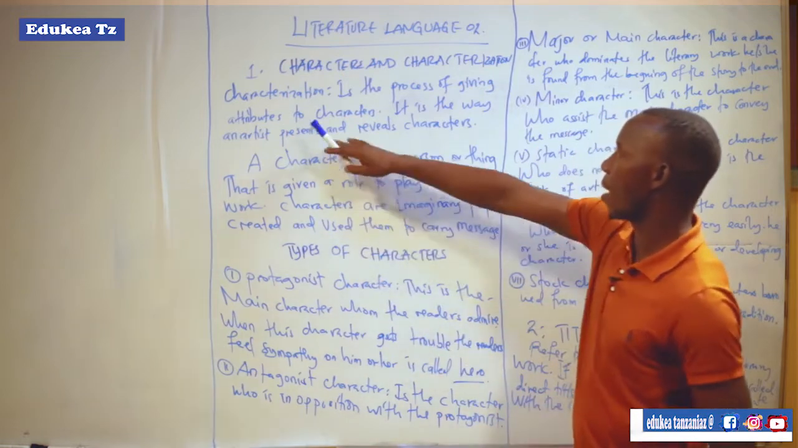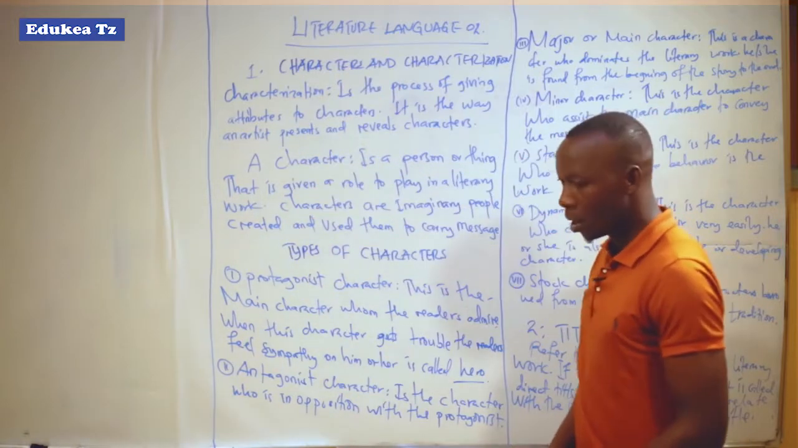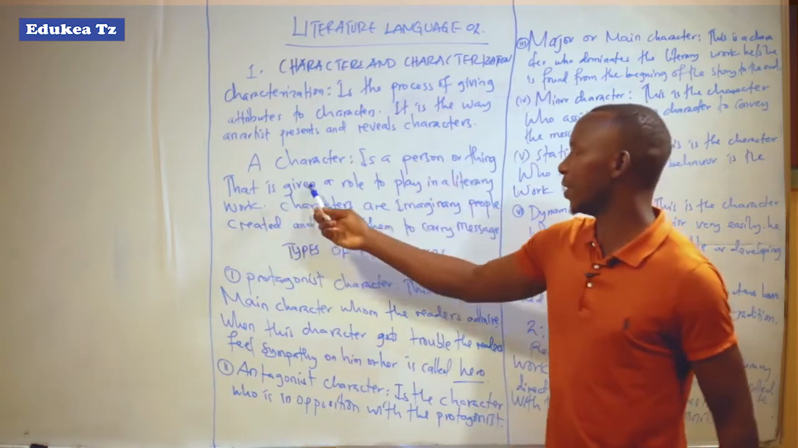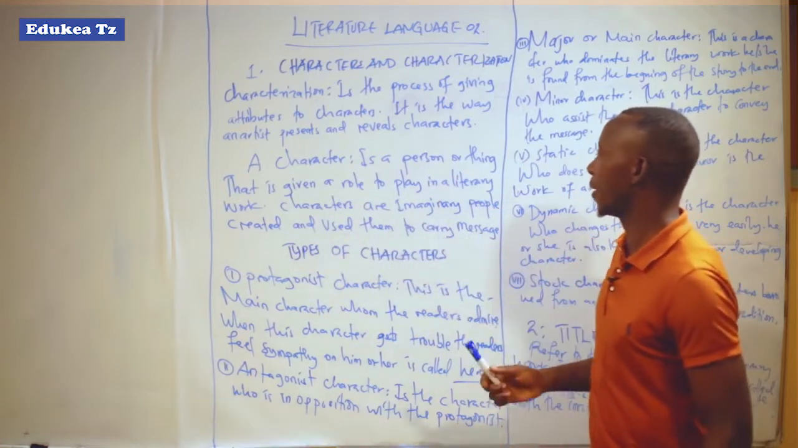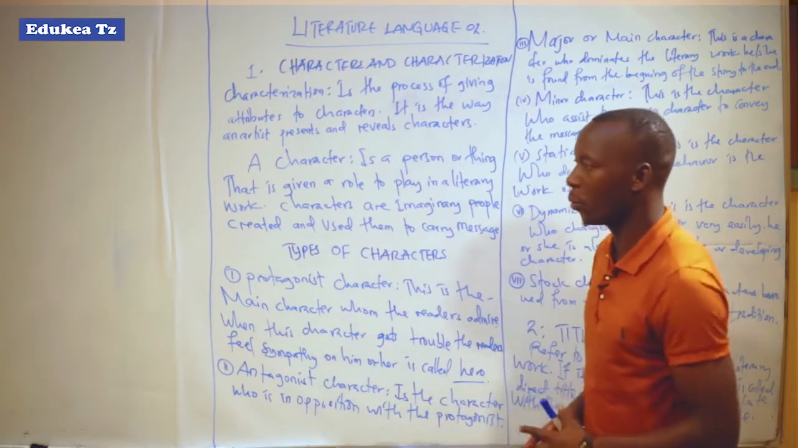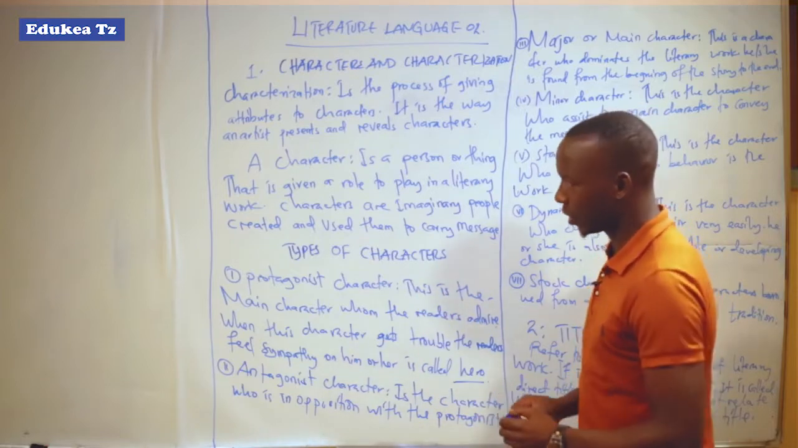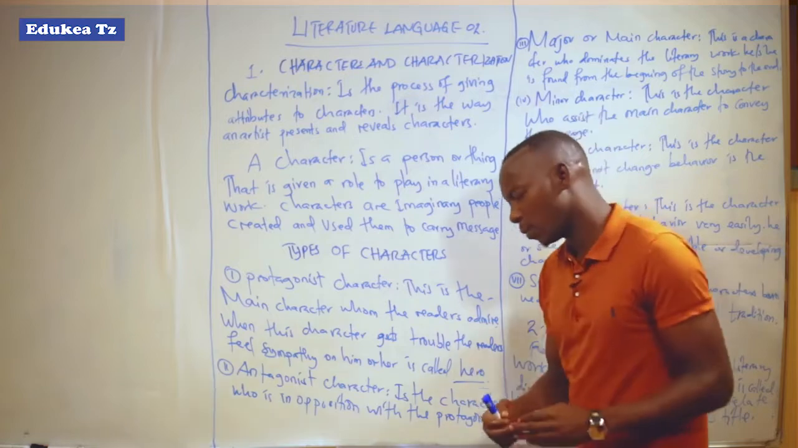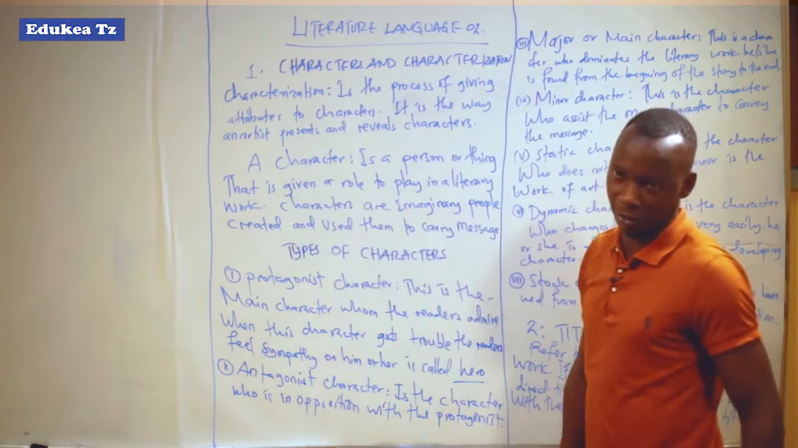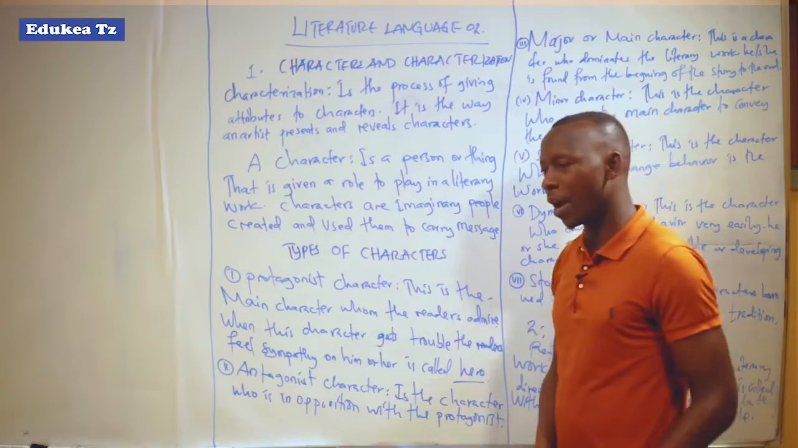So here, after looking at characterization, let us see what the meaning of character is. When we are talking about the character, we are talking about a person or a thing that is given a role to play in a literary work. So if an object or human being is given a role to play in the literary text, that is what we call the character. Example, in that text Betraying the City, Gaspar or Adeka is given an attribute.